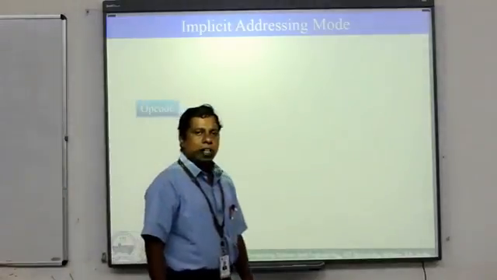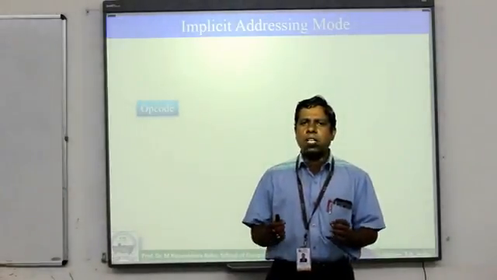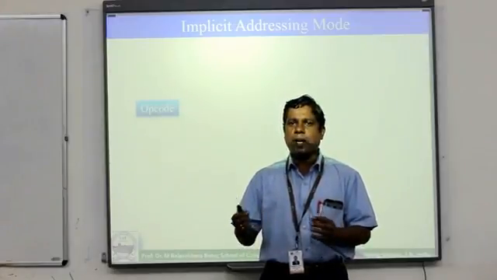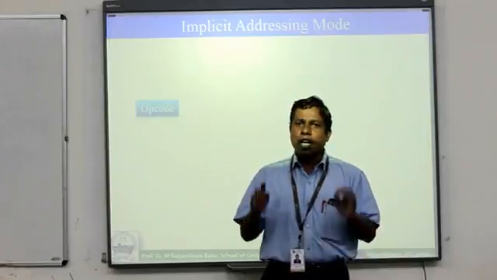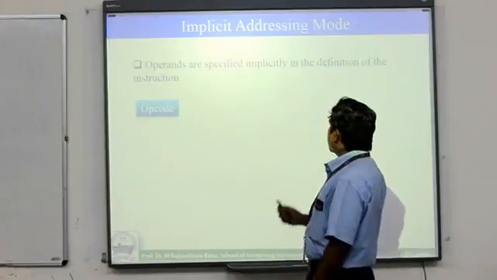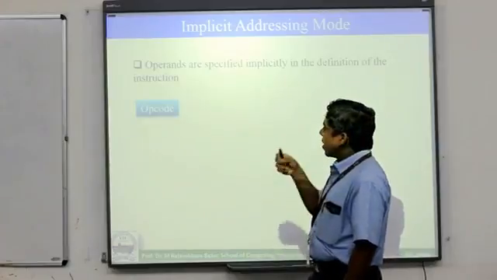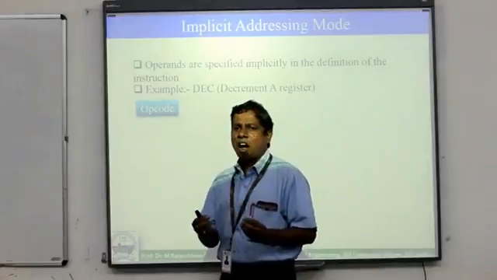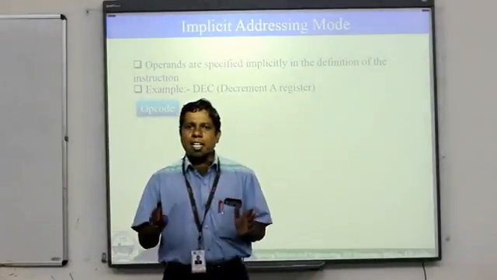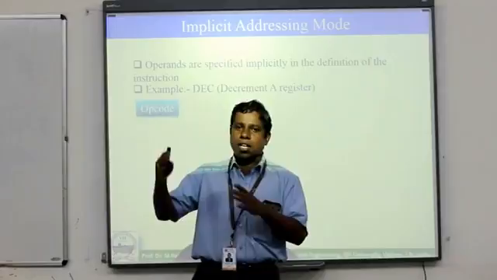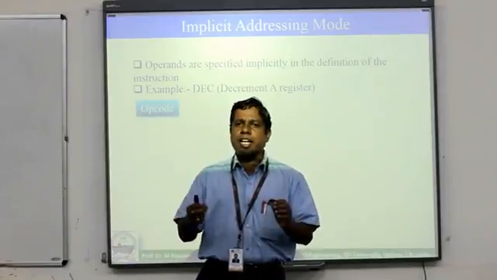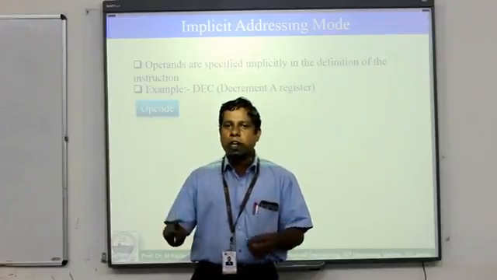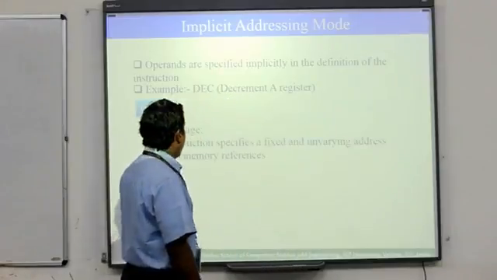When you see the implicit addressing mode, it has only an opcode. Opcode is nothing but the operation to be performed, so it doesn't have any address of the operand or the operand itself. It is only the operation. This is the simplest one, the implicitly specified instruction, and the example is DEC. The moment you say DEC, decrement, it doesn't require any operand or any address of the operand. Whatever content is in the accumulator will be decremented by 1 or 2 based upon the architecture.